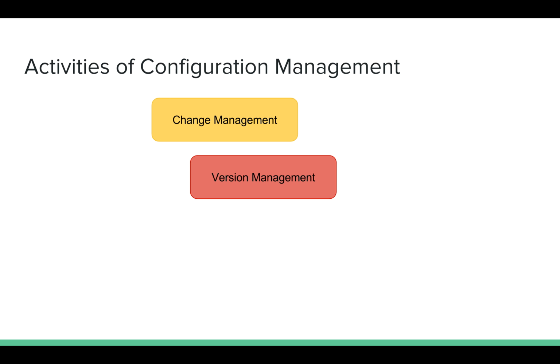The second one is version management. This involves keeping track of the multiple versions of system components and ensuring that changes made to components by different developers do not interfere with each other. And the third activity is system building. System building is the process of assembling program components, data, and libraries, then compiling and linking these to create an executable system.